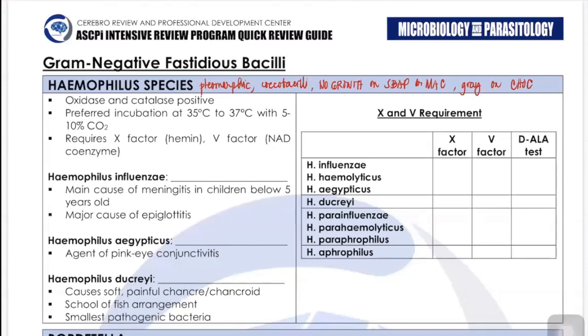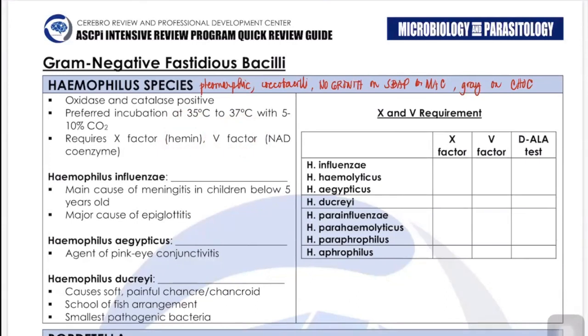So yung X factor, yan yung tinatawag natin na hemin. So usually they are getting that from chocolate agar. Then we have V factor, which is otherwise known as the NAD coenzyme. And that NAD coenzyme can be taken from other organisms. That's why since other organisms are providing this V factor, nalalaman natin whether the organism is requiring V factor if they are exhibiting satellitism around these organisms.